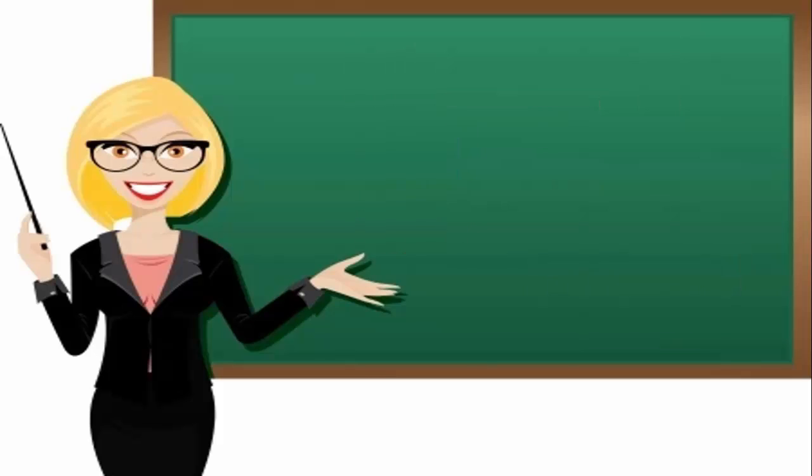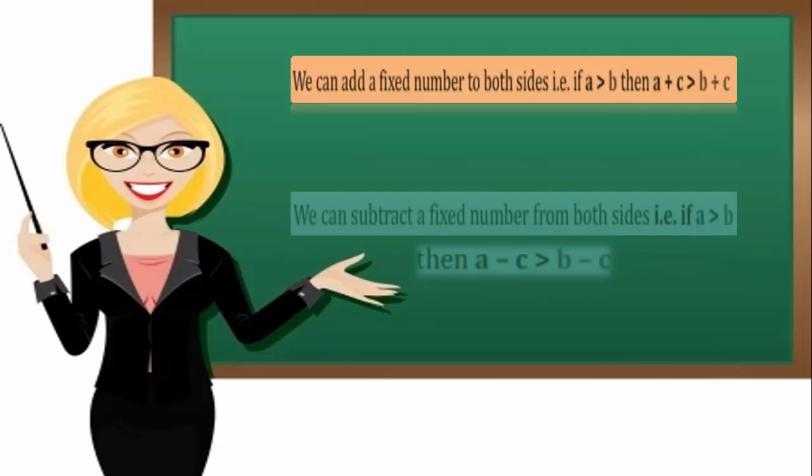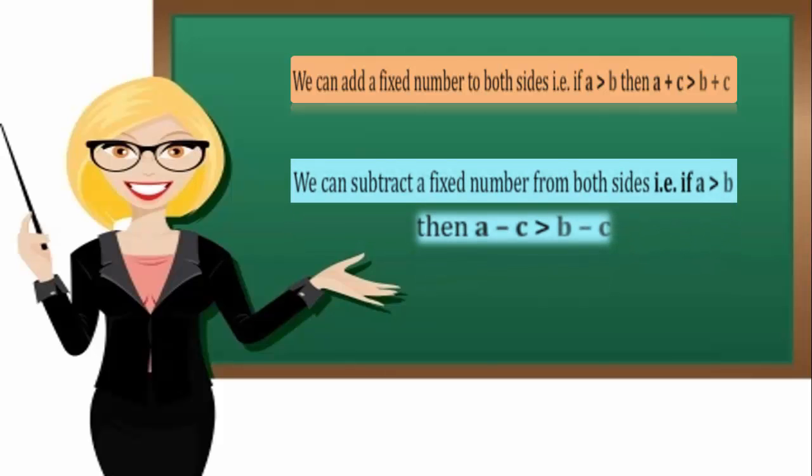As a summary, number 1, we can add a fixed number to both sides. That's to say, if A is greater than B, then A plus C is greater than B plus C. Number 2, we can subtract a fixed number from both sides. That's to say, if A is greater than B, then A minus C is greater than B minus C.